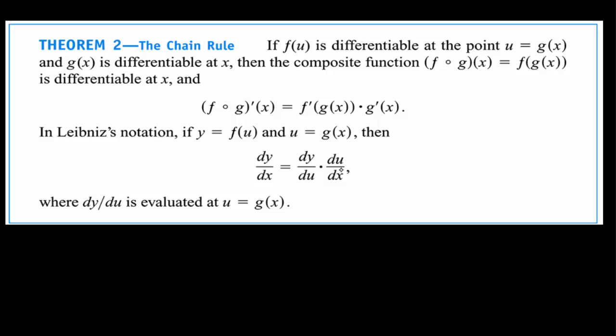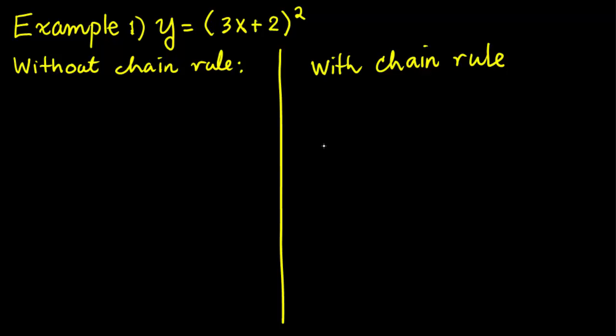So what's du by dx? That's the derivative of g with respect to x. What is dy by du? That's the derivative of y with respect to u, and u is g. The best thing to do with chain rule is really to practice. So let's look at all these different compositions and see how we can take the derivative. Let's take this example.